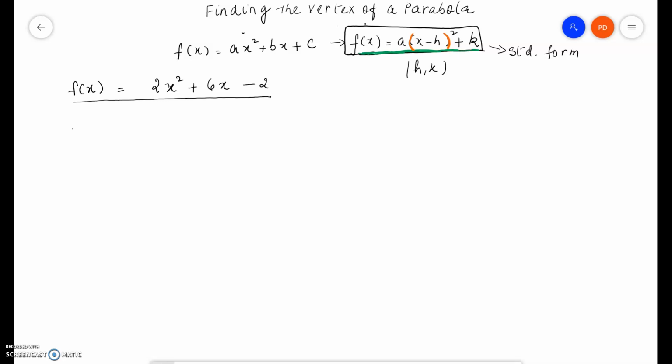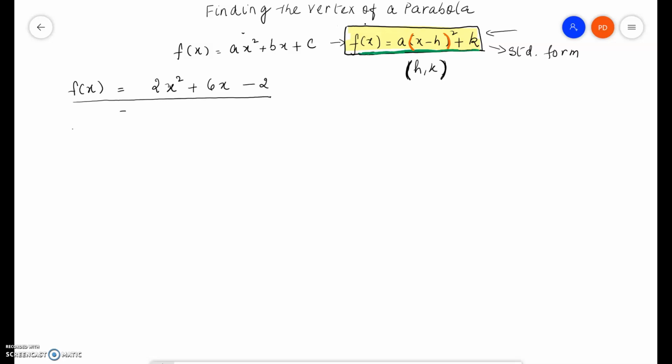So the standard form of a quadratic function looks like f of x equals a times x minus h the whole squared plus k. So that's a standard form of a parabola. And once we put it in the standard form, we'll be able to determine the vertex of the parabola from the standard form. So let's start with the function f of x equals 2x squared plus 6x minus 2. In order to bring it to the standard form, we need to complete squares.